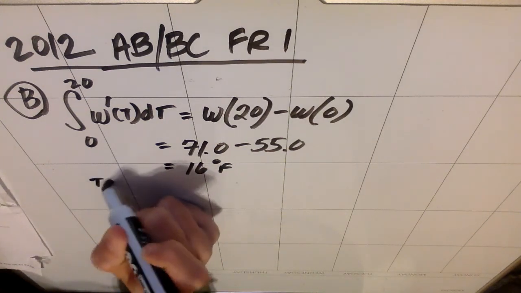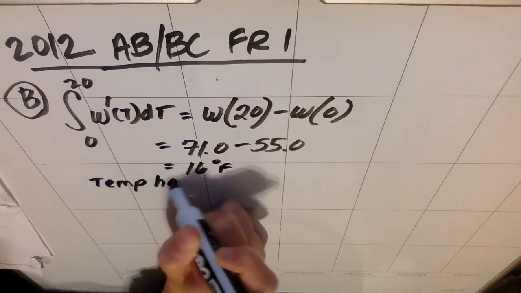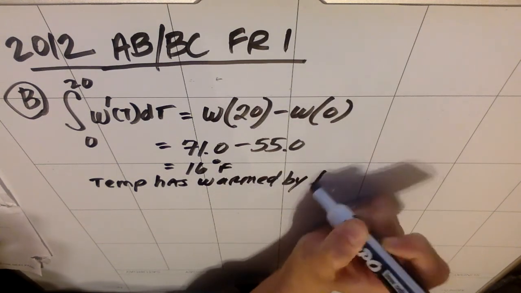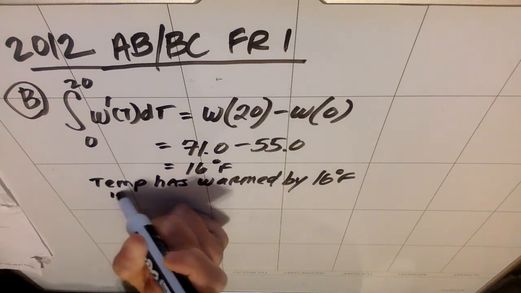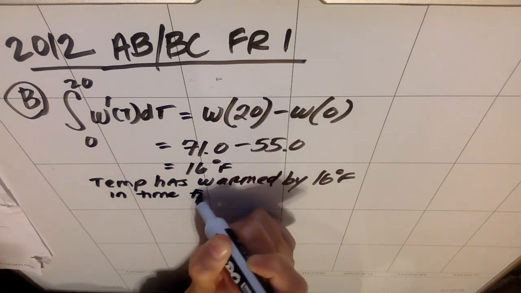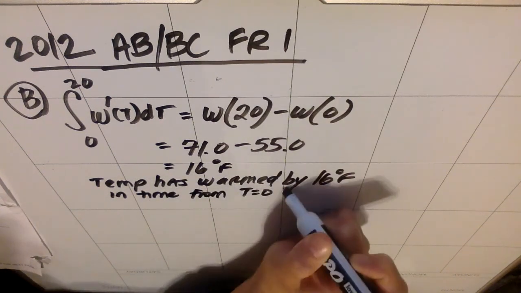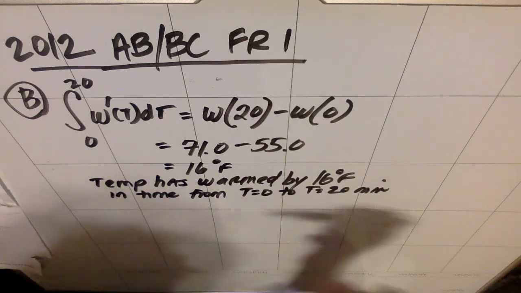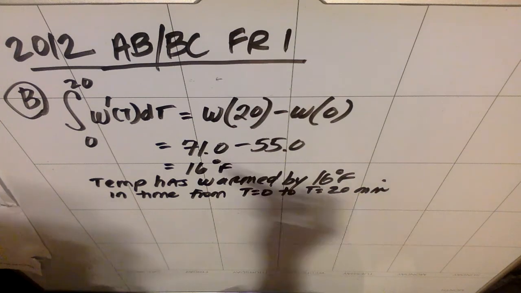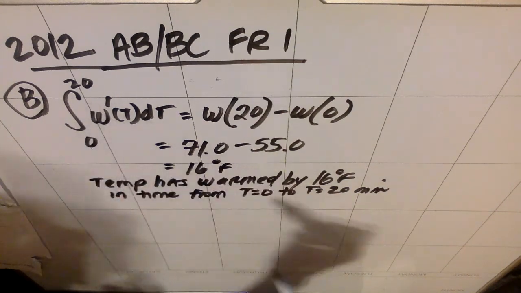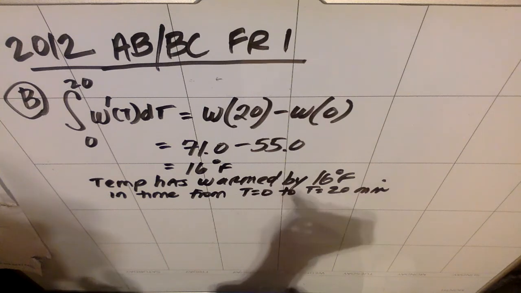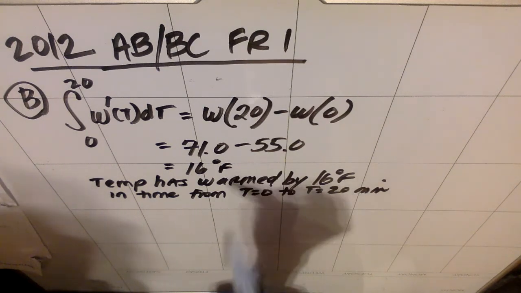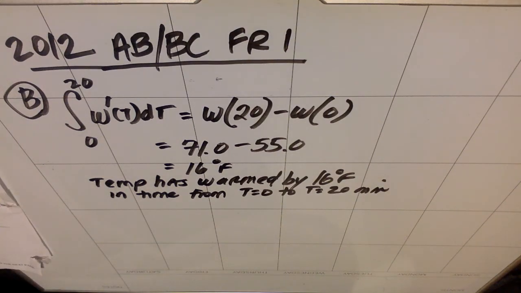So the temperature has warmed, or increased, by 16 degrees Fahrenheit in the time from t equals 0 to t equals 20 minutes. When you're asked about something like this, you should make sure that you state the time period that they're talking about, because the integral goes from 0 to 20, so it's important that in your explanation you include the time interval you're talking about. So again, the temp has increased by 16 degrees Fahrenheit in that time period.